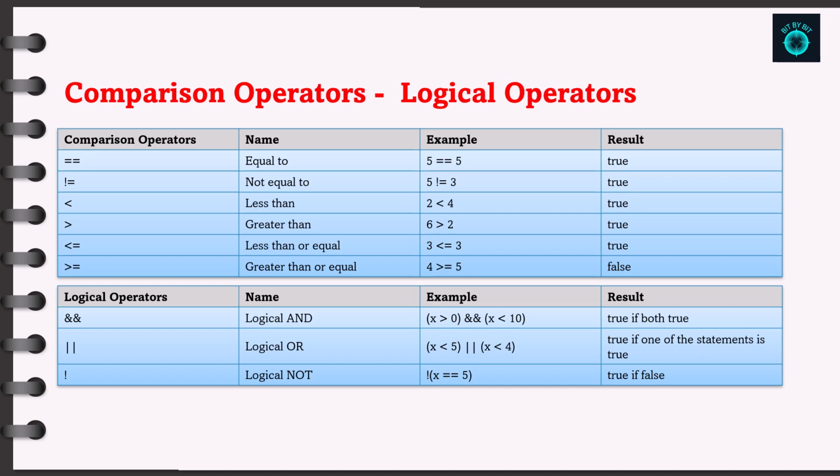The second table explains logical operators. Double ampersand is logical and. It returns true only if both conditions are true. Double vertical bar is logical or. It returns true if at least one condition is true. Exclamation mark is logical not, which reverses a condition.